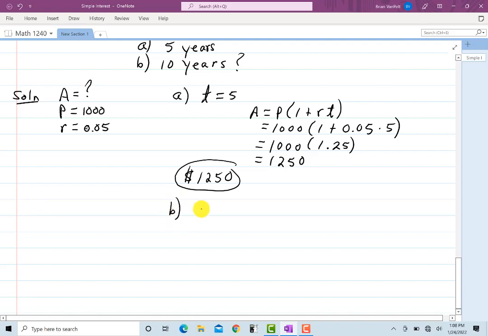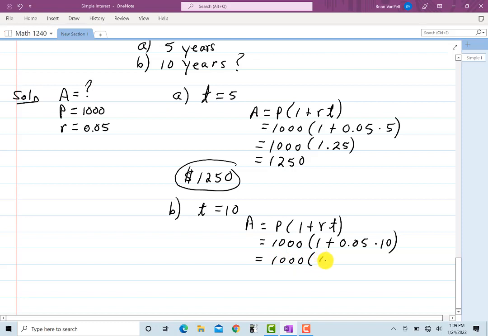After 10 years, here I'm going to change T to 10, and the formula, once again, if you write down the formula every single time that you do the problems, before you know it, you'll have it memorized without thinking twice about it. Let me put in my numbers. 1 plus 0.05. This time is 10 years. And so this is 1,000 times 1.5, which is 1,500. So the answer to part B is $1,500.